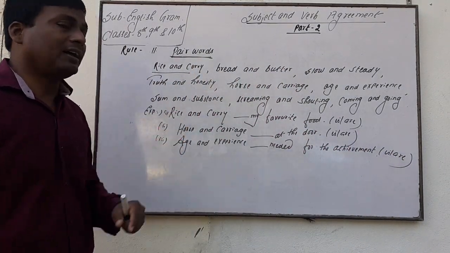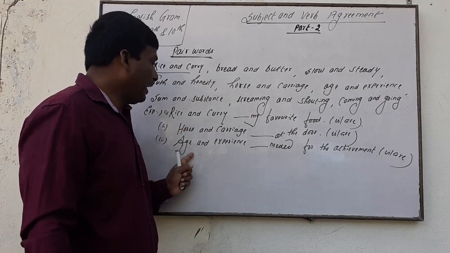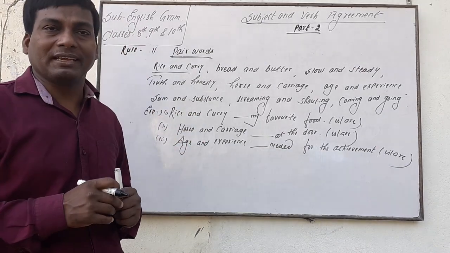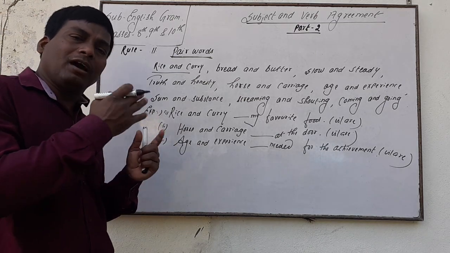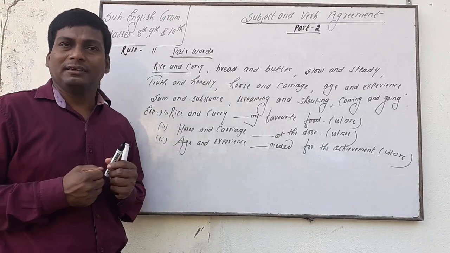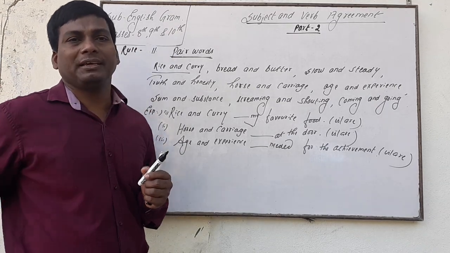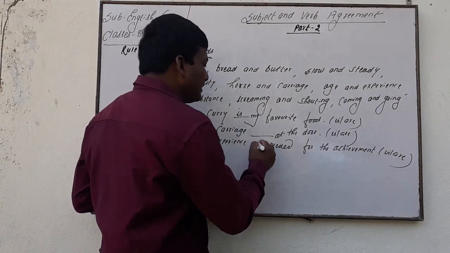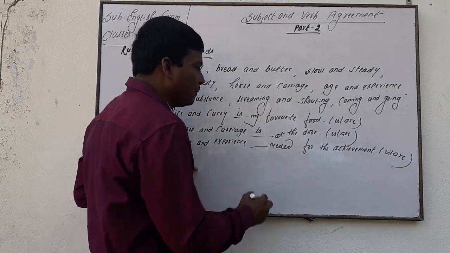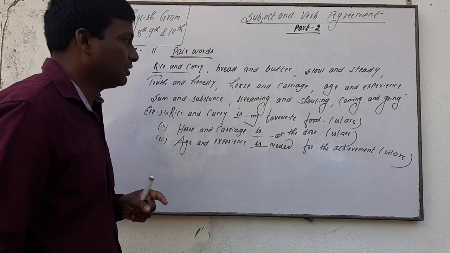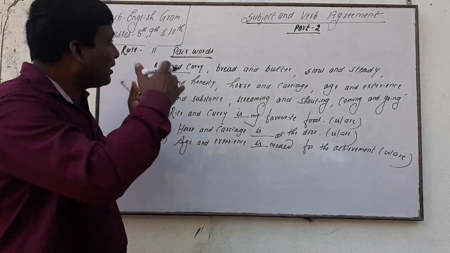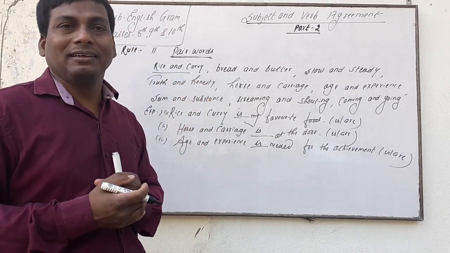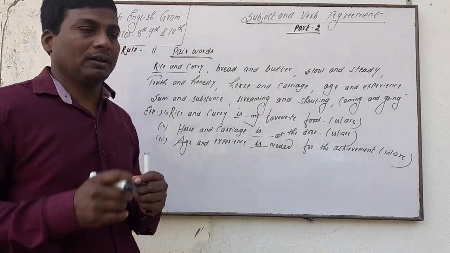So, rice and curry, horse and carriage, age and experience, though there are two words, they are pairs and they indicate one sense. So if there are pair words indicating one sense, then the verb will always be singular. Rice and curry is my favorite food. Horse and carriage is at the door. Age and experience is needed for the achievement. I would like to say another thing. If there are pair words but they indicate different senses, meaning two senses, then the verb will be plural.